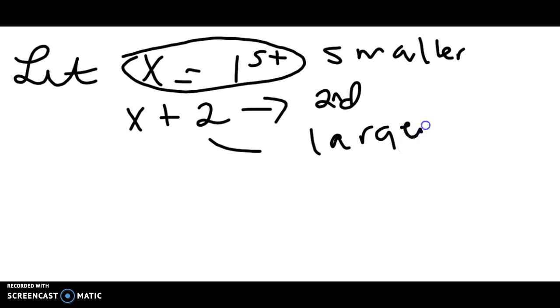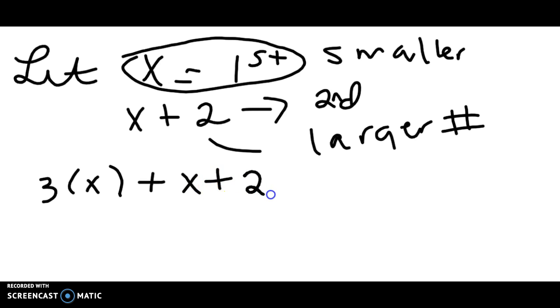So now I'm going to go back and see what they're saying to do. It says find two consecutive even integers such that the sum of the larger and 3 times the smaller. So I'm going to say 3 times the smaller plus x plus 2, and then it equals 234. So it's just a little different, but make sure you still do the setup the same. Then you just go back and read it and see what they want you to do to the problem.